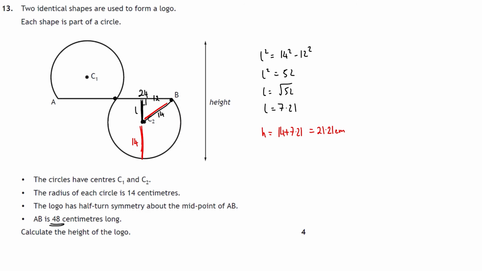If we're looking for the whole height of the shape, then we've got to double that. So total height would be 21.21 times 2, which is 42.42 centimeters for a final answer.